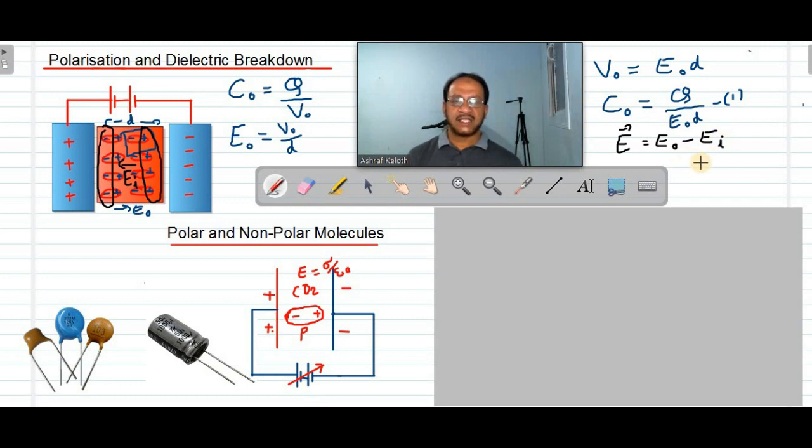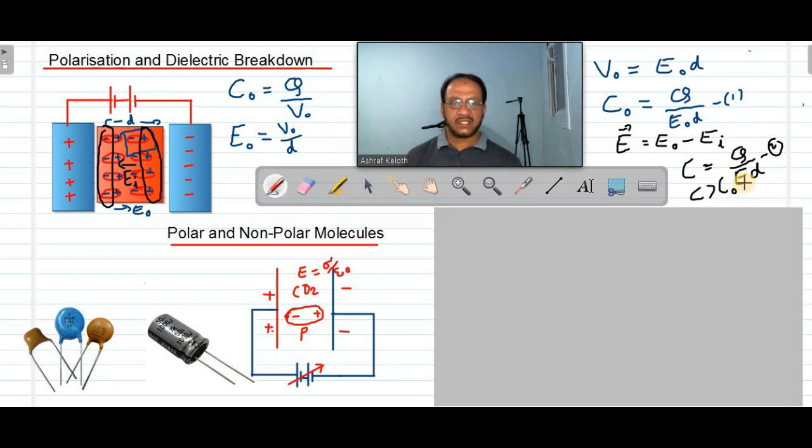So E is less than E0, correct? This new net electric field is less than E0. Then what will be the new capacitance value? Tell me, the equation for new capacitance: C is equal to Q by E into D. In this equation number 1 and 2, which capacitance is more, C or C0?